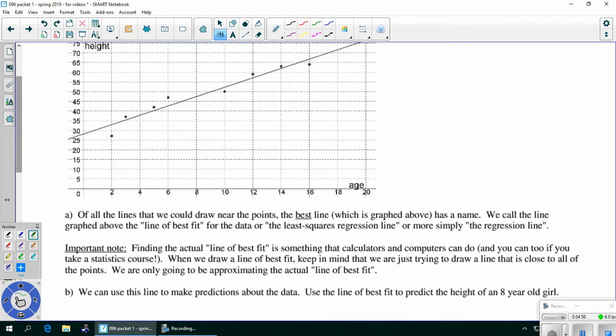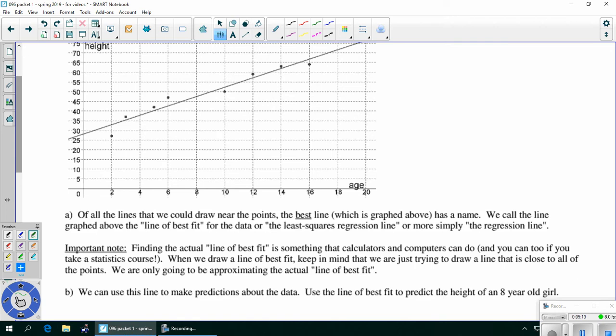So the line that I drew on the previous page is not the line of best fit. This line you see here in front of you, that's the line of best fit, the one that was generated by a computer, or could have been generated by us if we knew the fancy statistics formulas to do so. We can use this line to make predictions about the data.